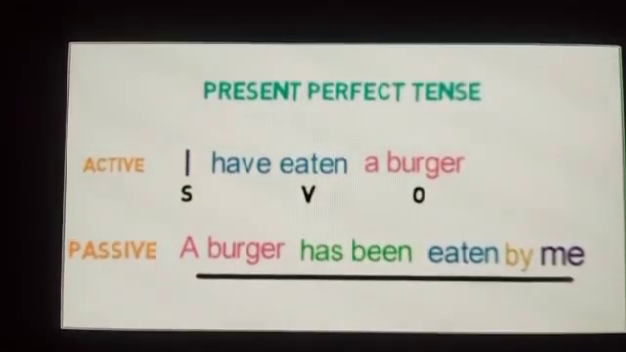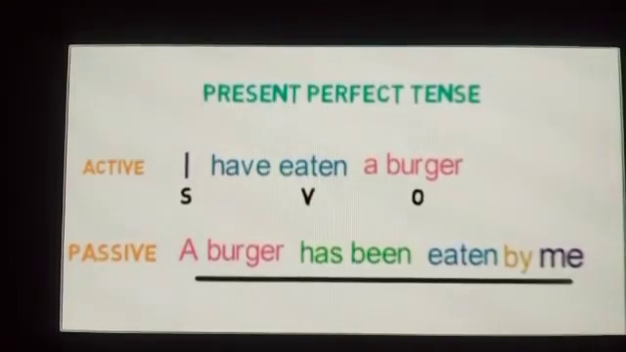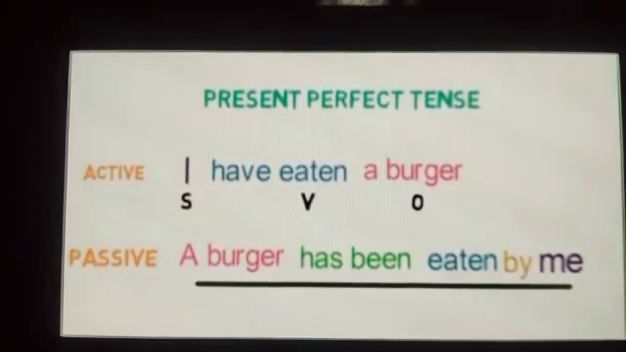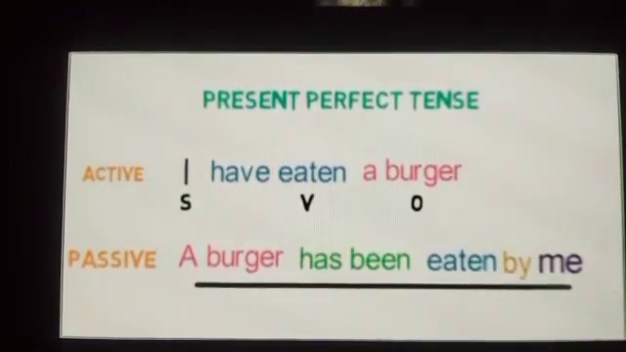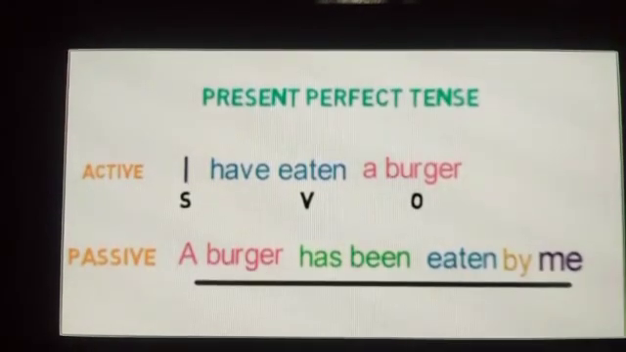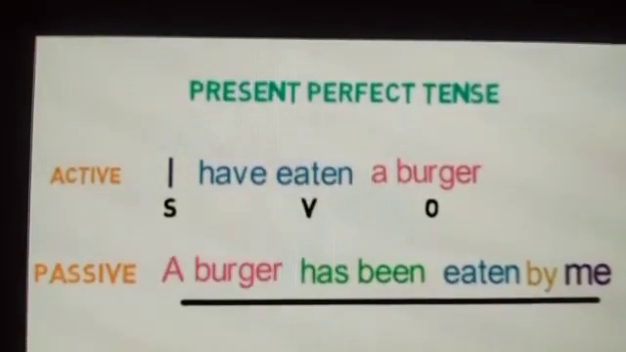Fine. And before that I have used has been. As it is a singular subject, a burger is there, so I have used has. As per the tense, been is also over there. So before the third form of verb, I have used has been. And after the verb, I have used by, just to give the sentence a complete sense. So now our sentence is, a burger has been eaten by me. In both the sentences, only I am there who is eating the burger. Fine. So in the passive sentence, I have not changed the meaning of the sentence, as well as the tense is also the same.